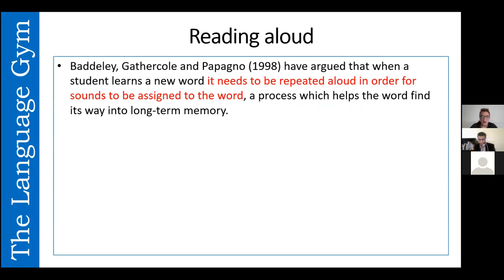We know that in order to learn a new word, you need to repeat it aloud, because everything in our brain happens through sound when you learn a language. Language learning is all about sound. You need to assign a sound to the word. You can't learn words from a page silently. It's not the best way to learn it. But there's more.